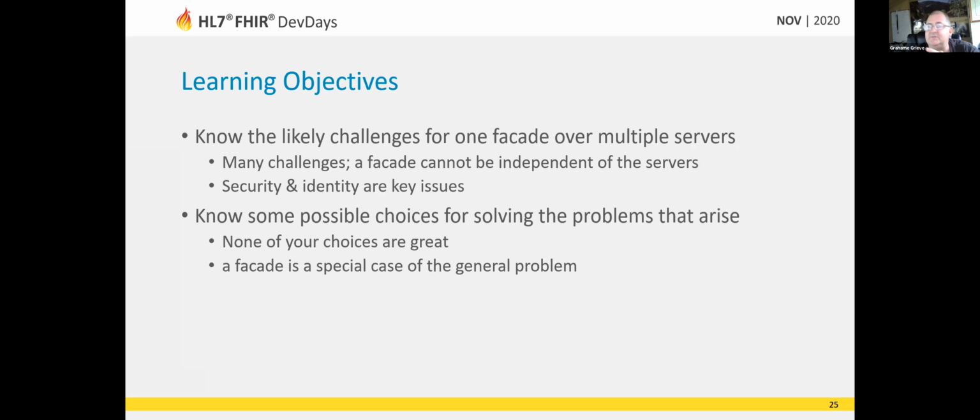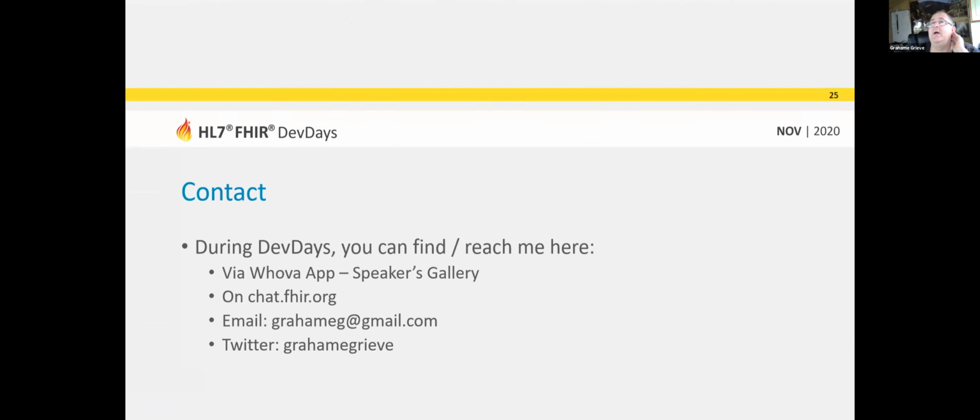But my general contention is a facade is not independent of the servers that it fronts for, and you need policy and development control over both. And security and identity are the key FHIR issues, but they manifest deeper record keeping issues that will arise, whatever. I've talked about some of the possible choices for solving these problems, but none of your choices are great. And the way I look at it, a facade server is a special case of the general problem of aggregating and integrating information. So thank you for listening, and I'm happy to take questions.